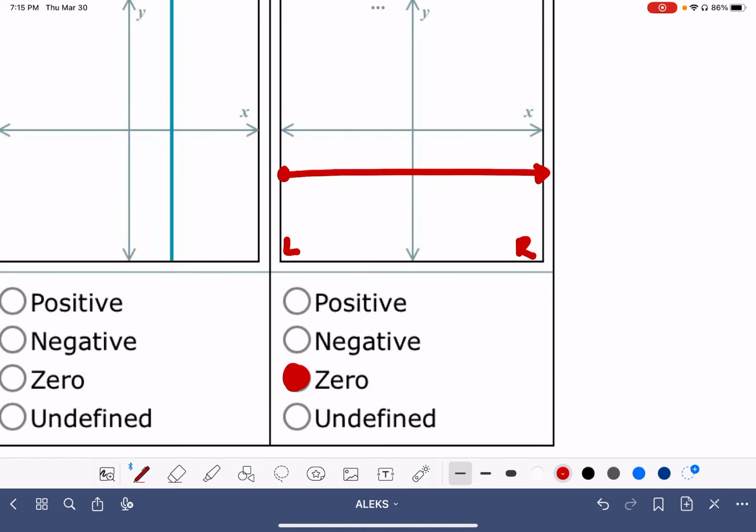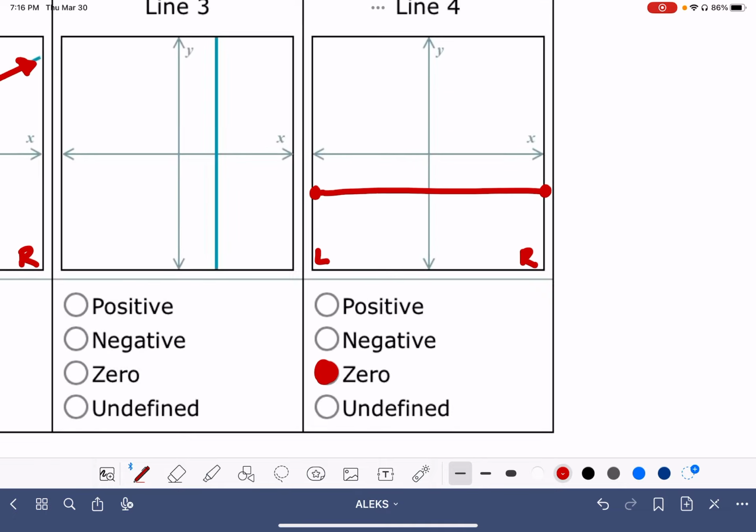It's totally flat. Don't be fooled. If it's even just barely slightly increasing, that would be a positive slope. In order to call it a 0 slope, it has to be totally perfectly flat.